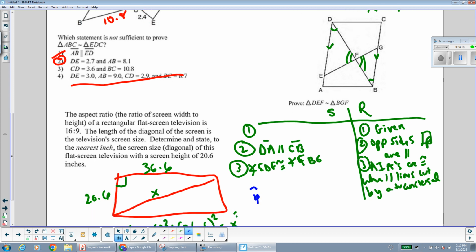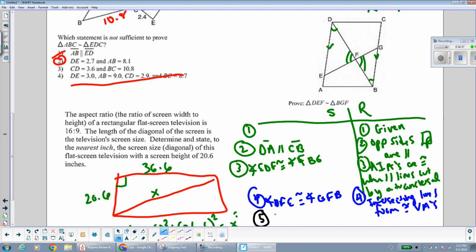And then angle DFE is congruent to angle GFB. And our reason for that is intersecting lines form congruent vertical angles, not a real abbreviation, just saving some time and space. And then we can say that triangle DEF is similar to triangle BGF, and that is due to AA.